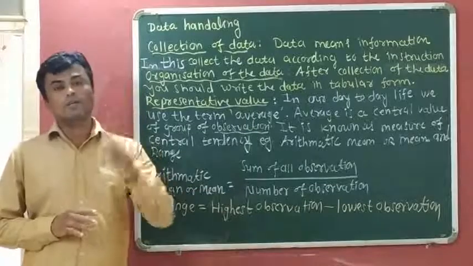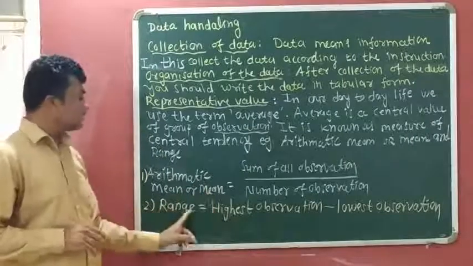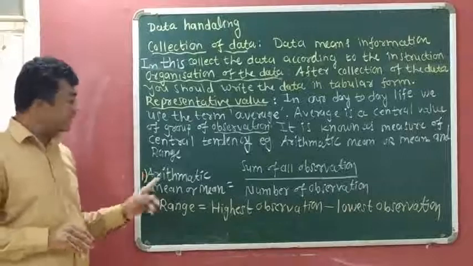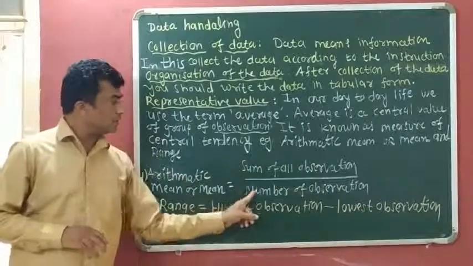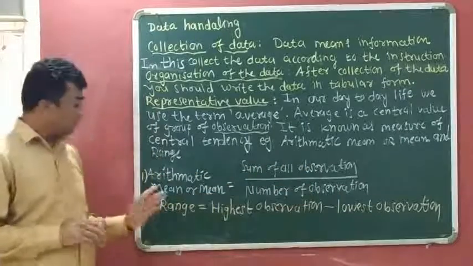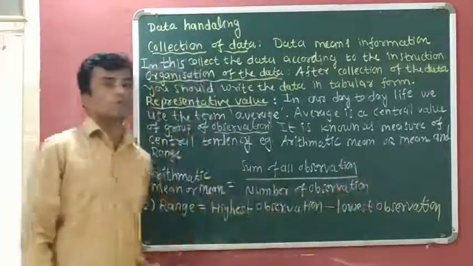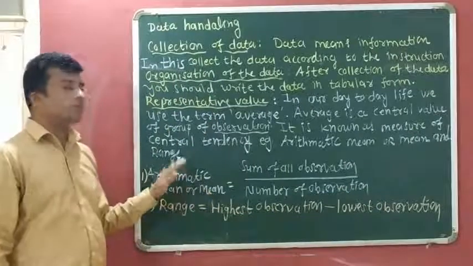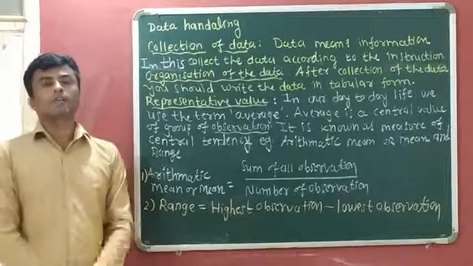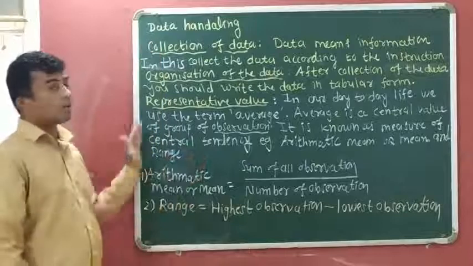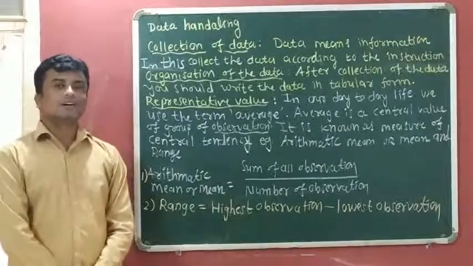Today we will discuss two measures of central tendency: arithmetic mean or mean, and second is range. Now, the formula to identify arithmetic mean or mean is equal to sum of all observations divided by number of observations. And the formula to identify range is highest observation minus lowest observation. How to identify mean and range, I will explain afterward with the help of some examples. So this is the normal explanation of the introduction of data handling. I hope you understand this. Thank you.